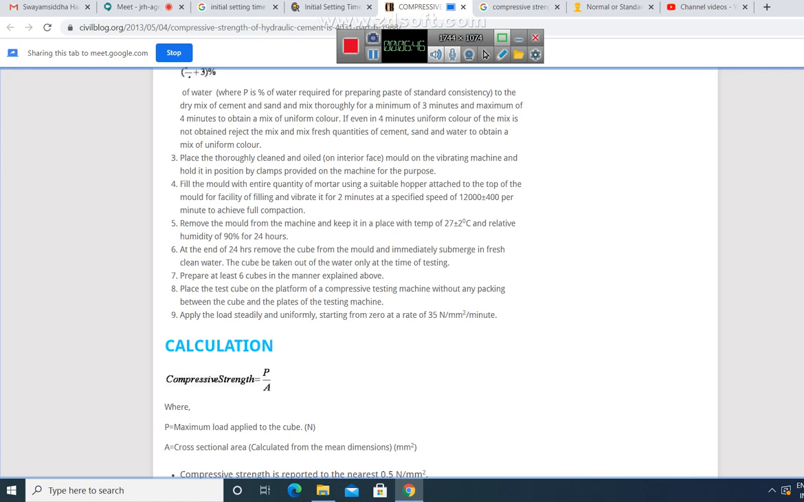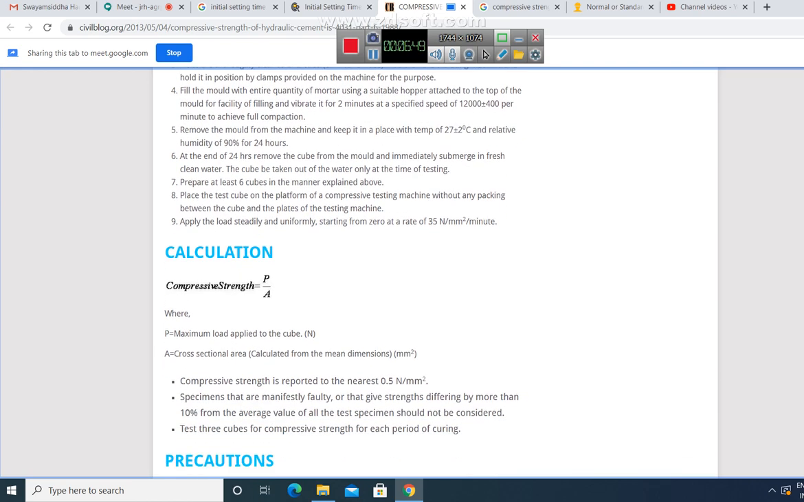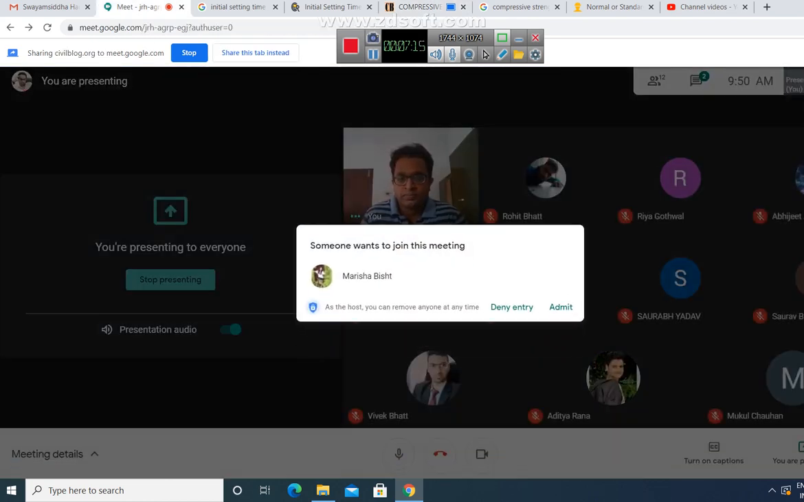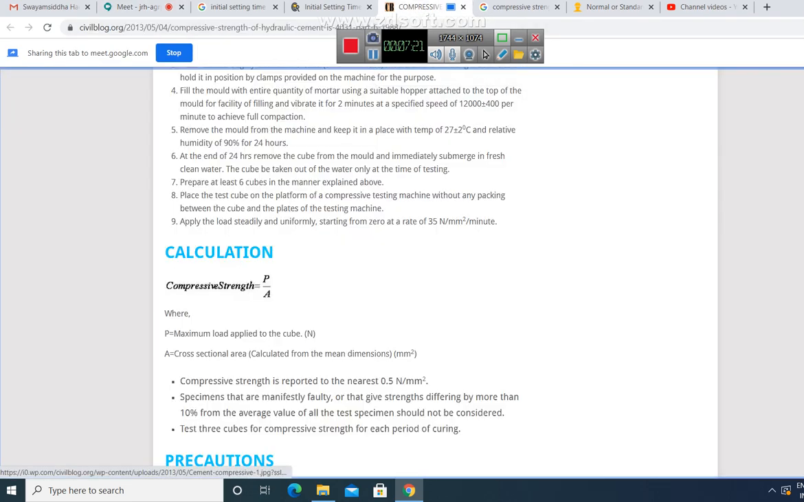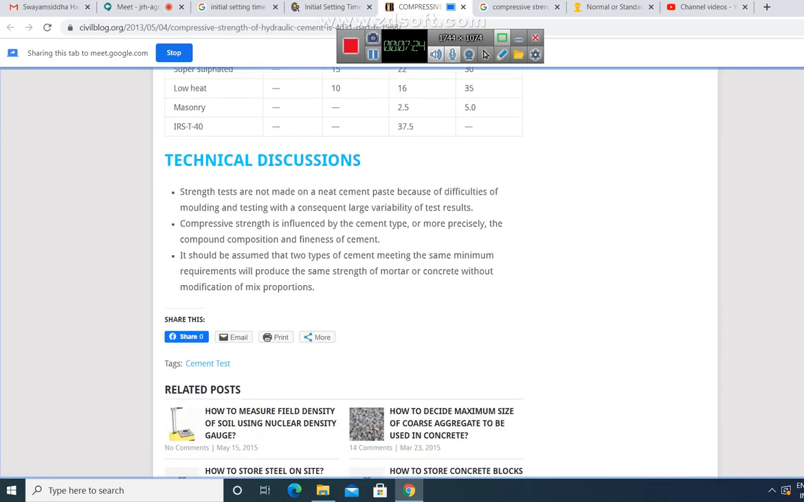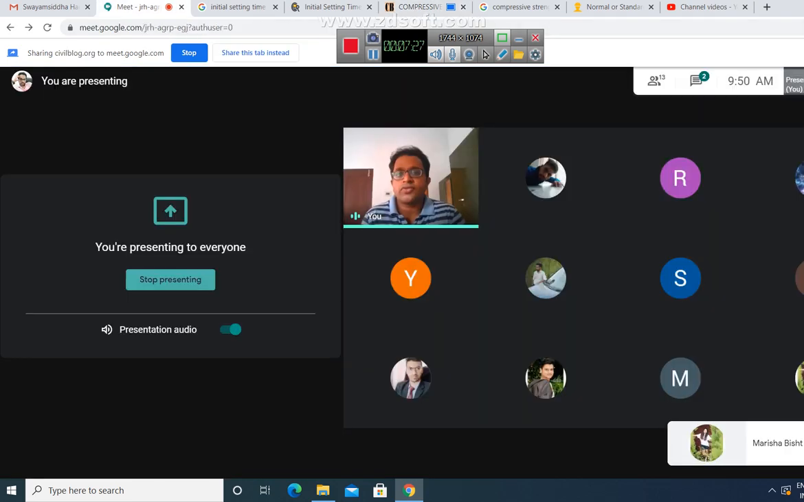So once the machine is loaded, you will be getting a load at which the specimen will be breaking. So the compressive strength can be given as P divided by A, where P is the maximum load applied to the cube and A is the cross-sectional area. So this is how you determine the compressive strength of cement.